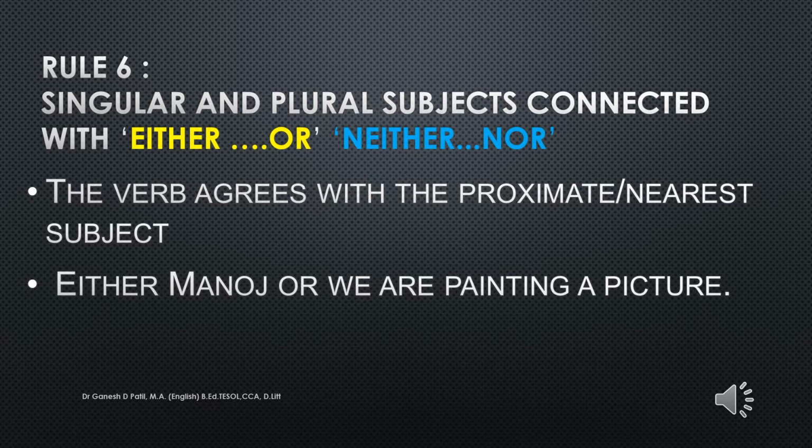Either Manoj or we are painting a picture. Either Manoj or we. Now, we is the nearest subject to the verb, and so we take the verb that agrees with we. So it is we are. Either Manoj or we are painting a picture. But if we change this sentence in this way, either we or Manoj is painting a picture. So the verb agrees with the nearest subject.